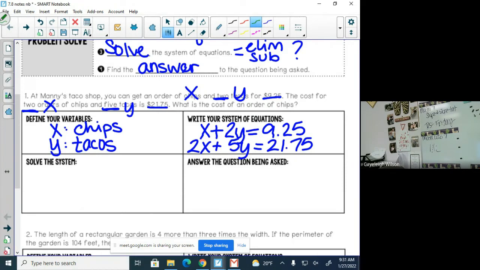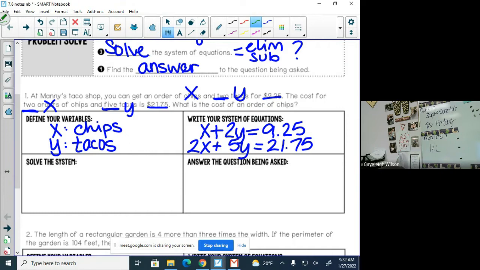Okay, so back to the problem. You get to choose. Ryan's looking at it, and he's like, I think I'm going to do substitution because that's my favorite. But Brody's like, no, I think I'm going to do elimination because that's my favorite. I personally like elimination. Okay? So, elimination, I'm going to make them be the same.